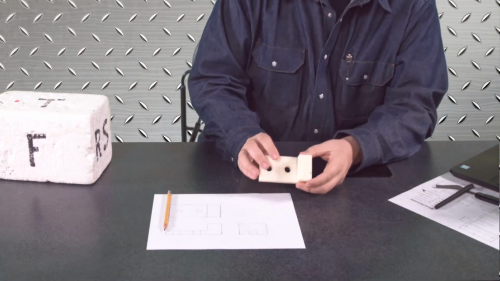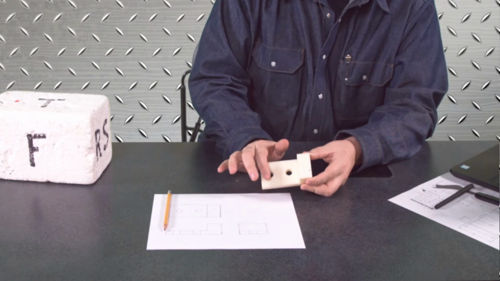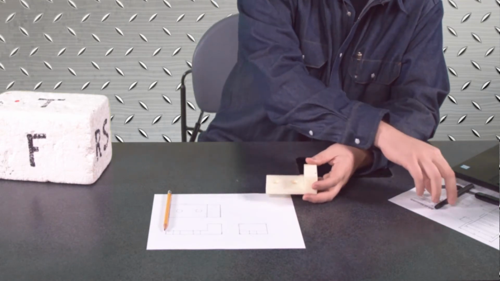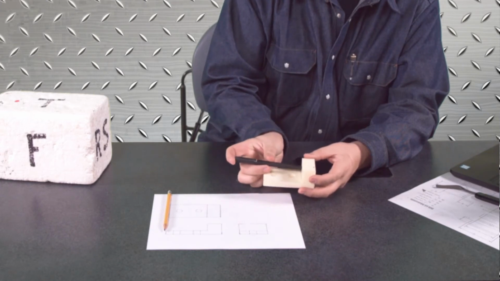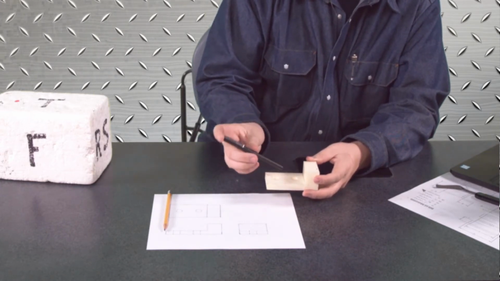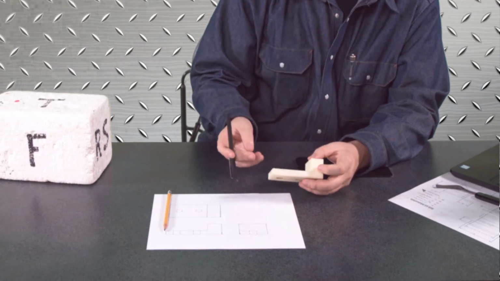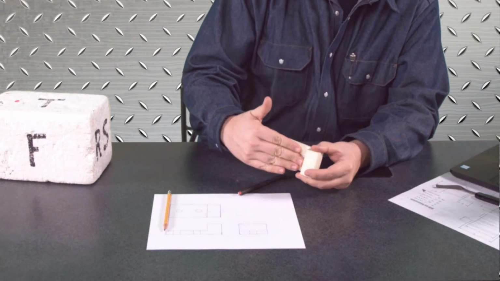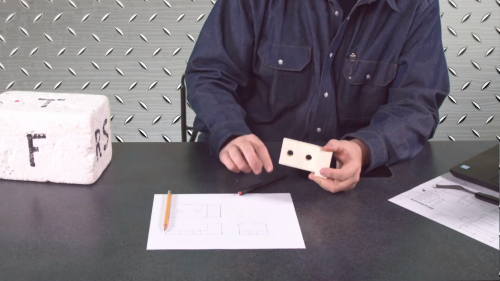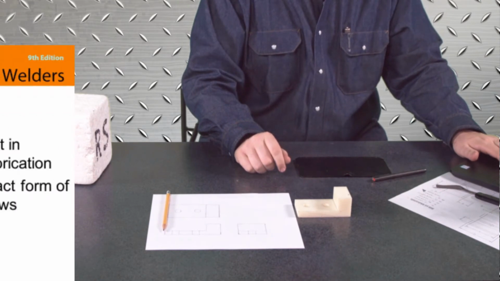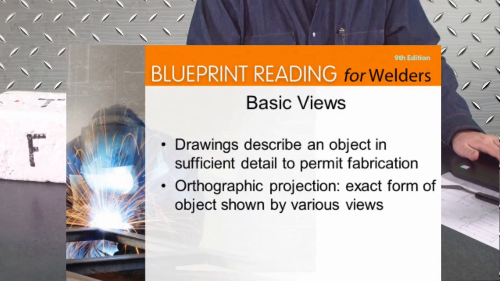So for a phantom line, if this part or this area was to be machined later, it could have a phantom line on it, or if there was another piece that was going to be added to it later on, it would be drawn with a phantom line, or if it was showing an alternative position, like if this had a hinge on it somewhere, it could show another position of the material on there as well. So drawings describe an object in sufficient detail to permit fabrication.